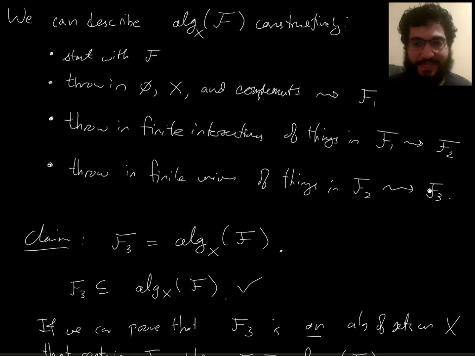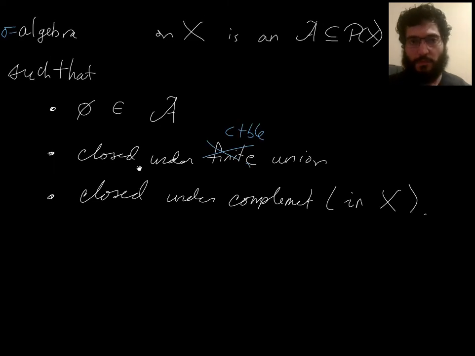So all that's left is: is this an algebra of sets on X? So what do we need to check? Here's the definition before I added the blue stuff for sigma algebra. We need to check that the empty set is in there. Okay, check. We threw that in at stage 1, right?